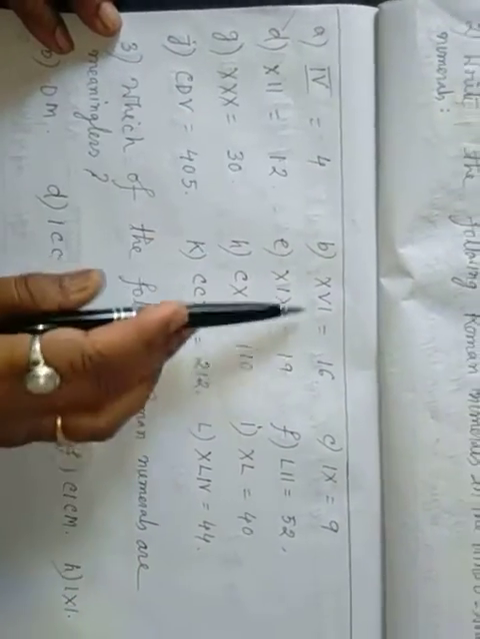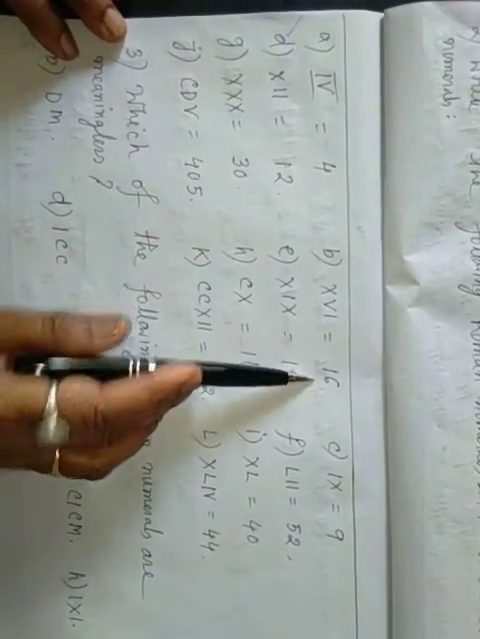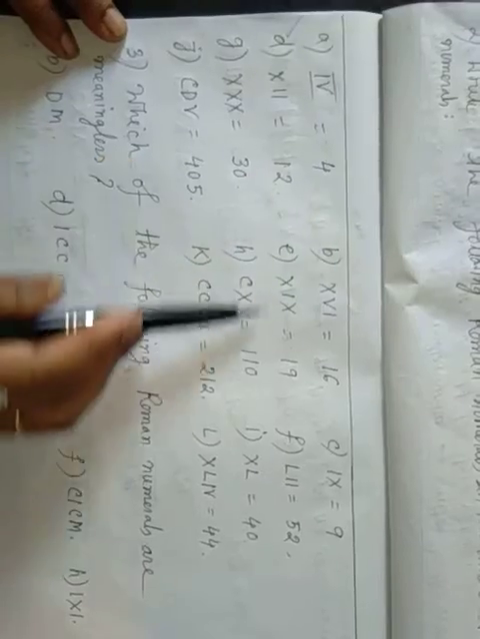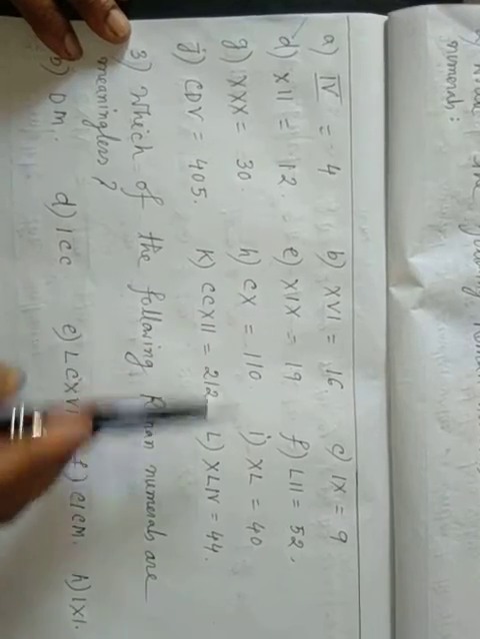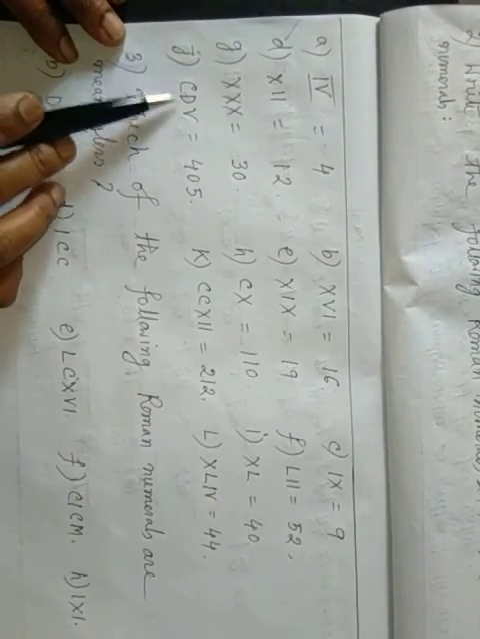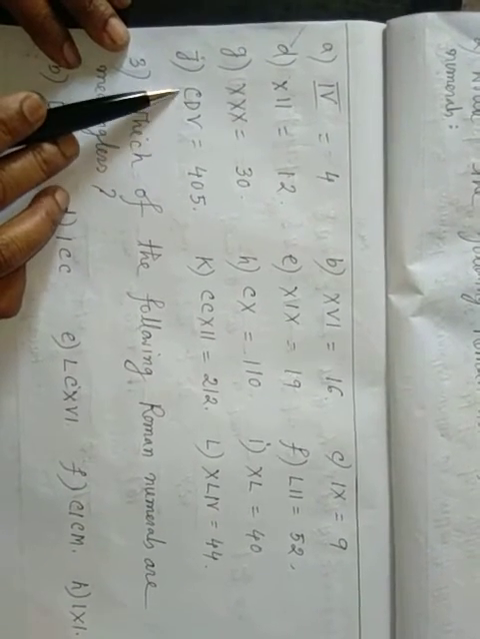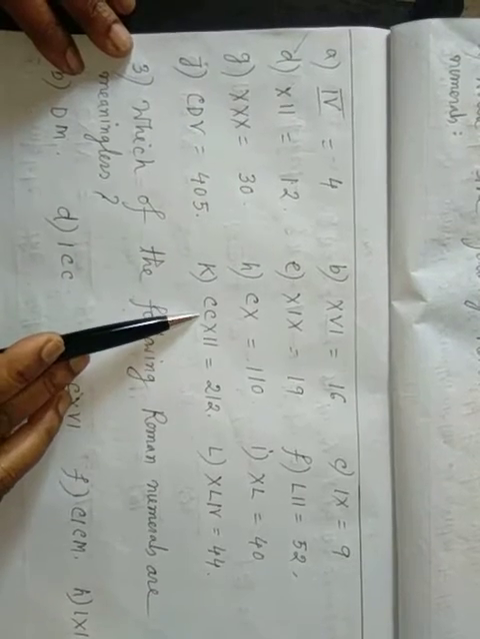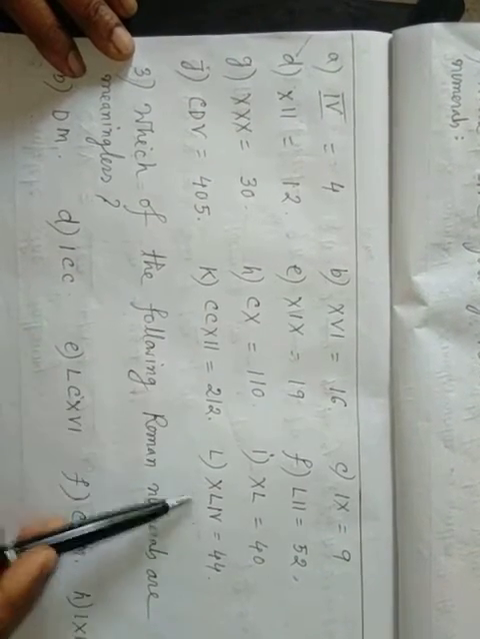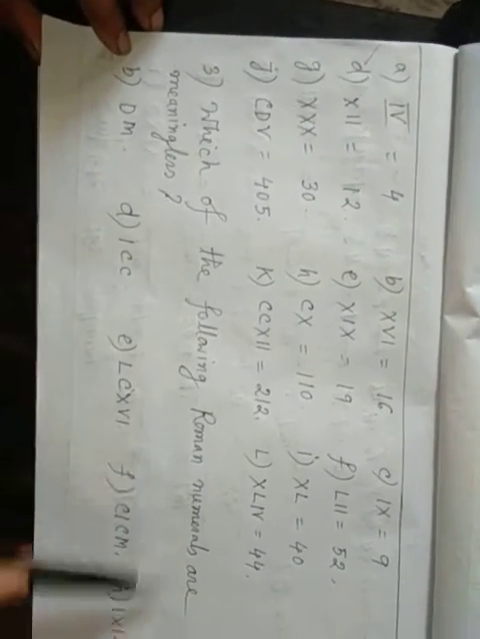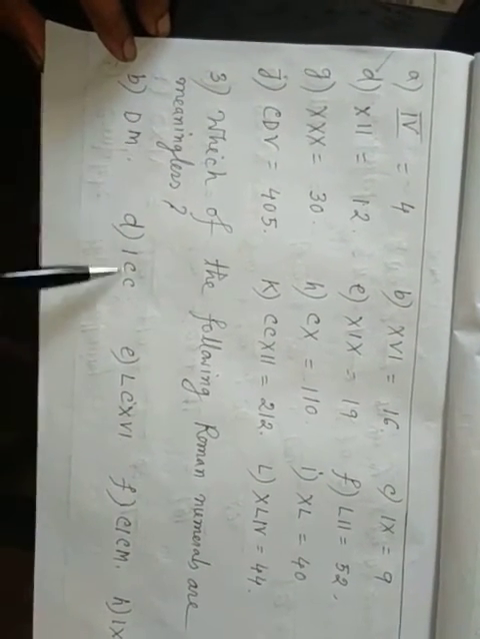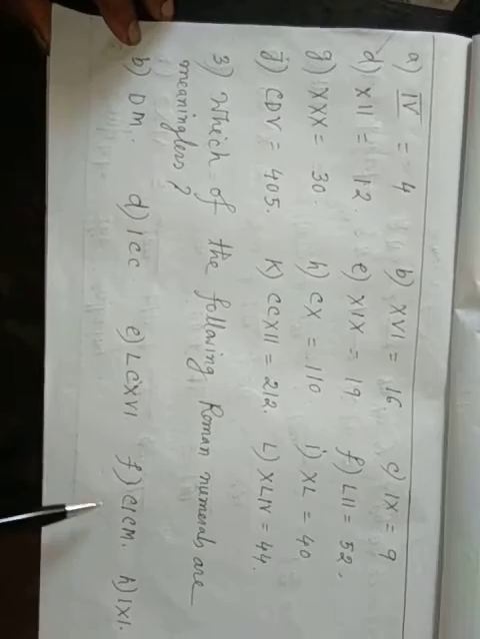Write the following Roman numerals in Hindu-Arabic numerals: IV, XVI, IX, XII, XIX, LII, XXX, CX is 110, XL is 40. CDV: C means 100, D means 500, so 405. CCXII is 212. XLIV is 44. Okay. Which of the following Roman numerals are meaningless? DM, ICC, LC, CICM, IXI.